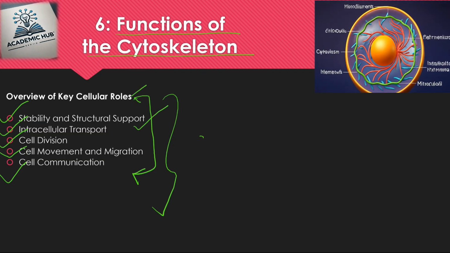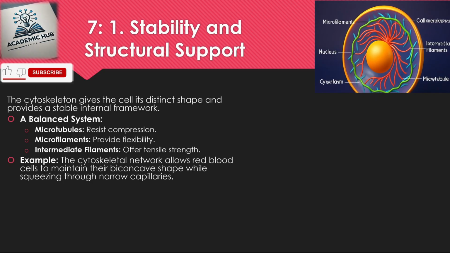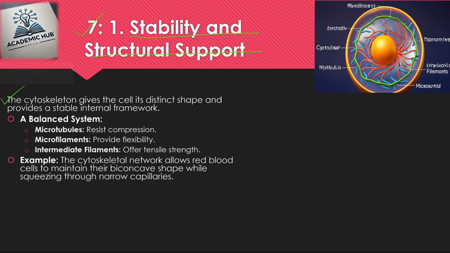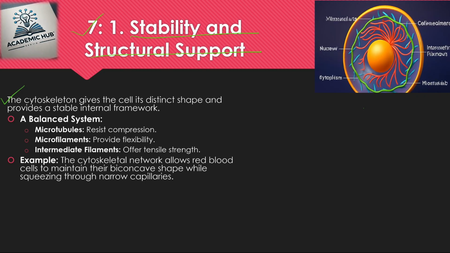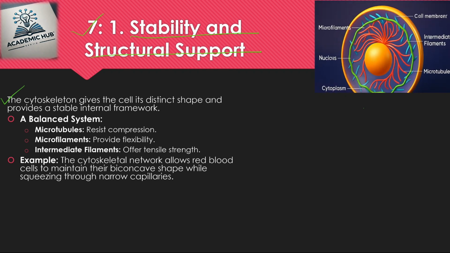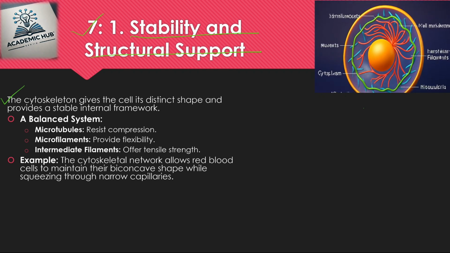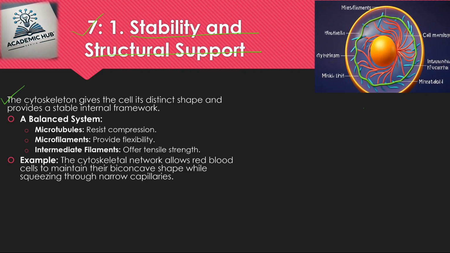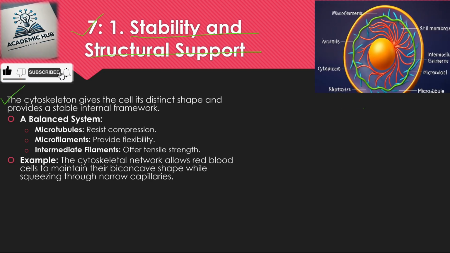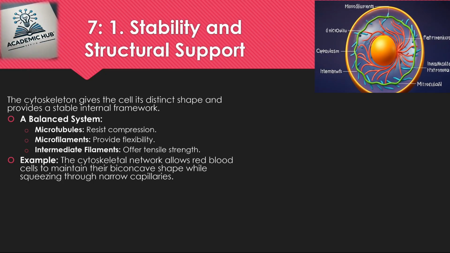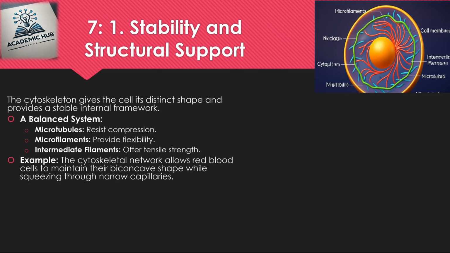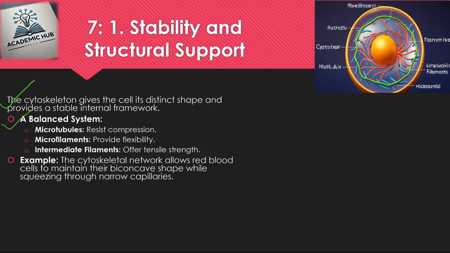First, we will discuss stability and structural support by the cytoskeleton. How does it work? The cytoskeleton is responsible for several key cellular functions that are essential for life. Stability and structural support is the major one. One of the primary roles of the cytoskeleton is to give the cell its distinct shape and maintain a stable internal framework. Different filaments contribute to this. Microtubules prevent compression.